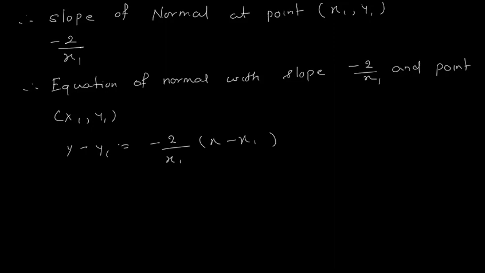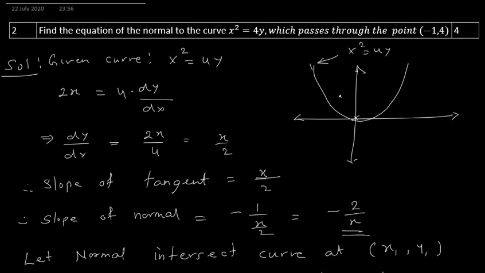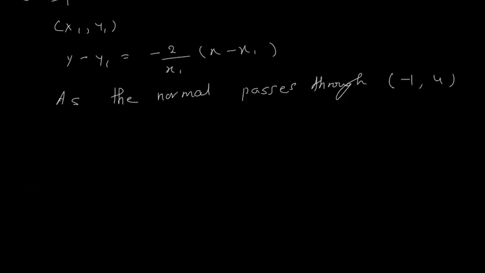Okay, now as the normal passes through, we know that the normal is passing through minus 1 comma 4. As it is given in the problem, minus 1 comma 4, I have y minus 4 is equal to minus 2 upon the value of x1, which is minus 1, into x minus x1. So again minus 1, so it is plus 1.